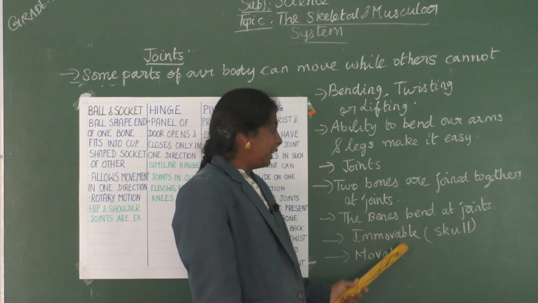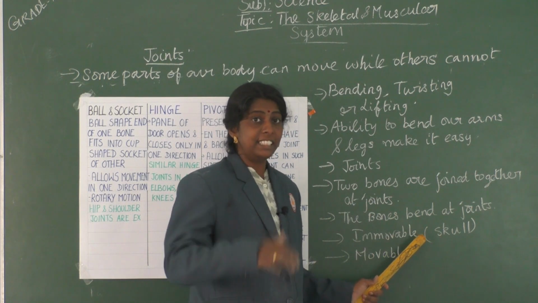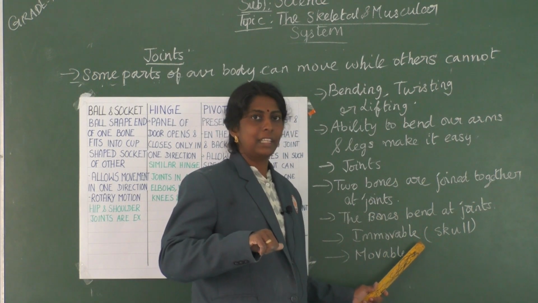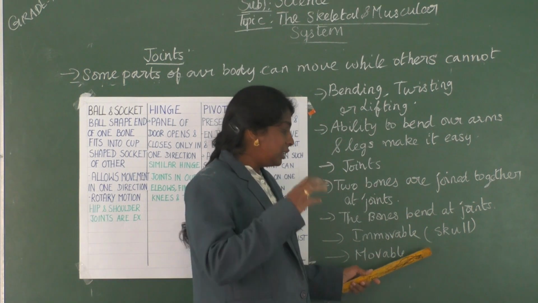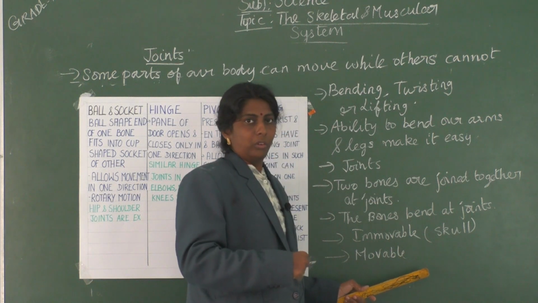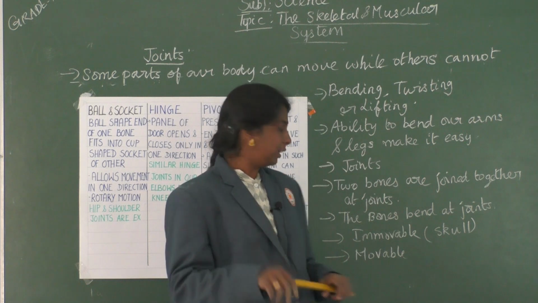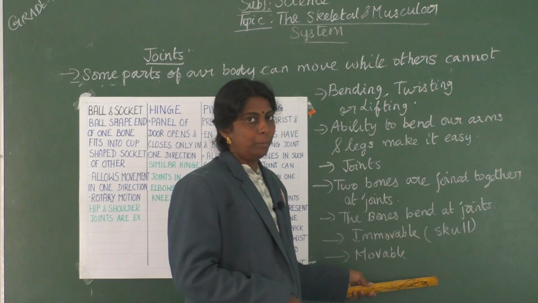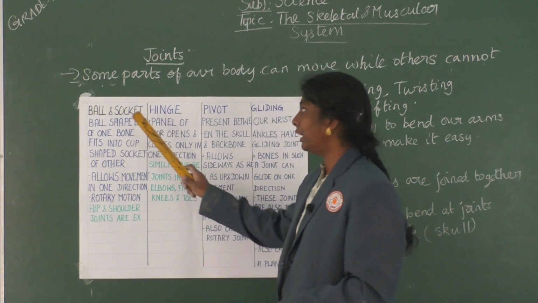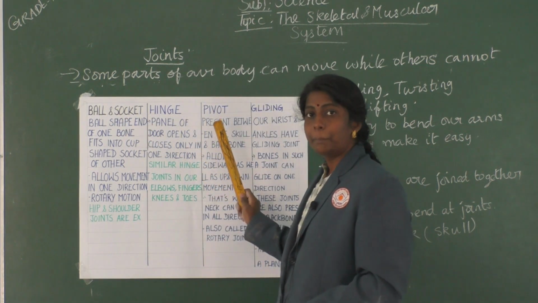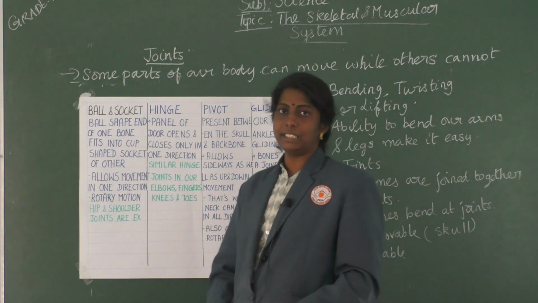Listen children, the joints in the skull are called immovable joints as they cannot move. Clear? The second type of joint is movable joint. All other joints which are able to move are termed as movable joints. So there are two different types of joint, immovable and movable. About movable joints, there are four different types: ball and socket, hinge, pivot and gliding. We are going to learn about all four in detail.